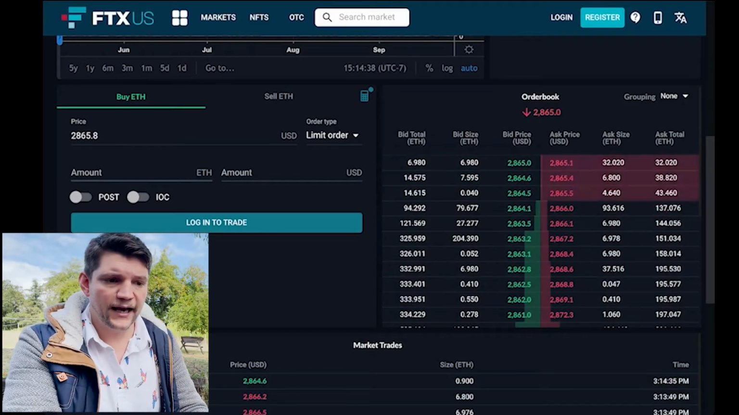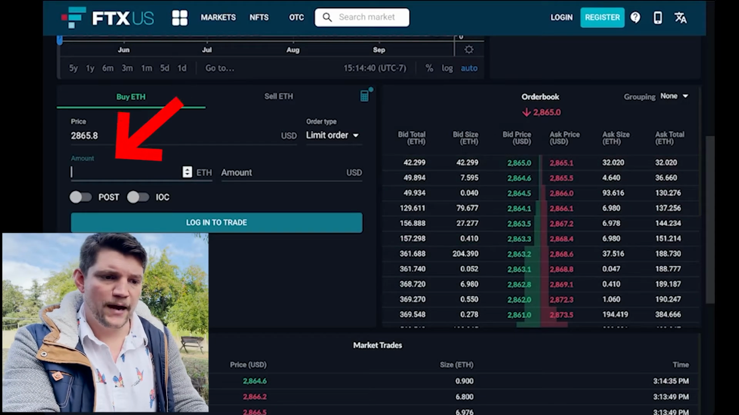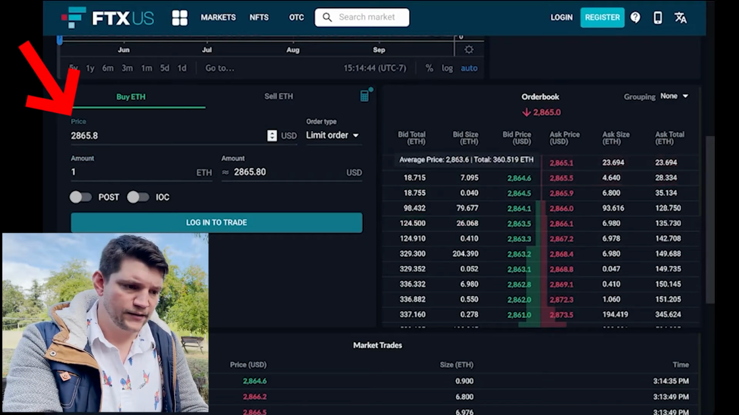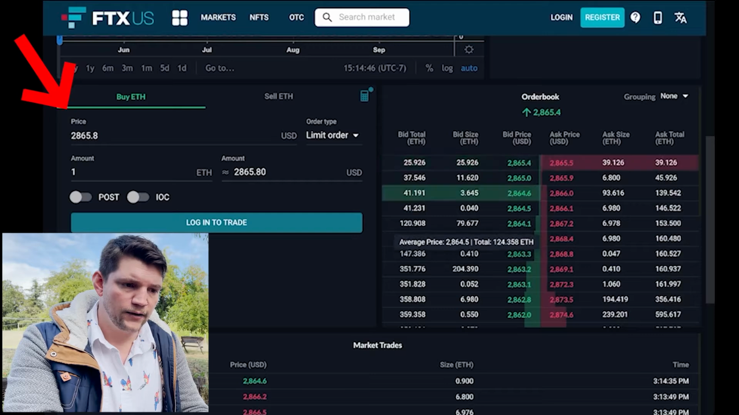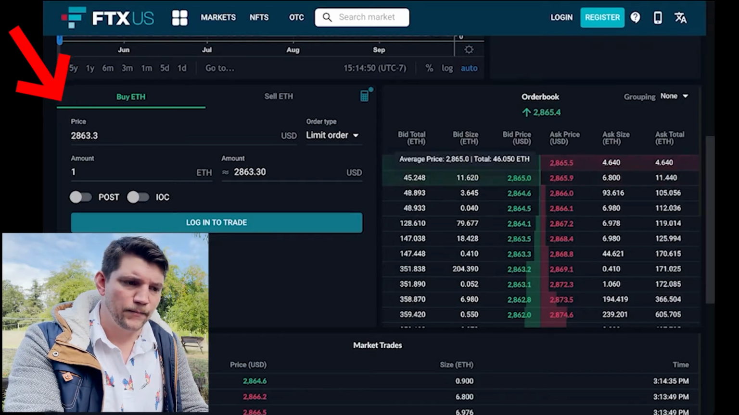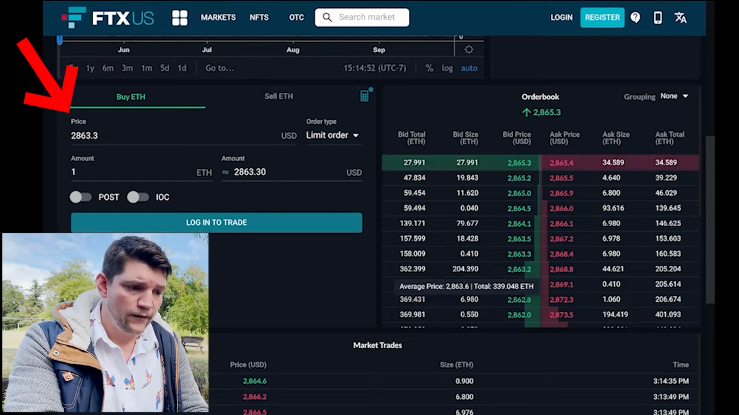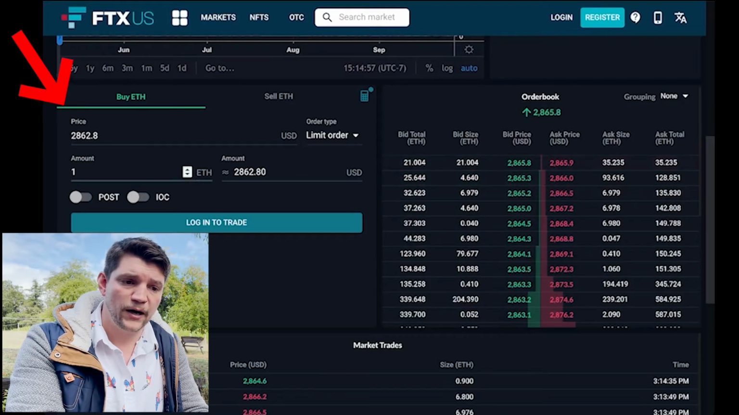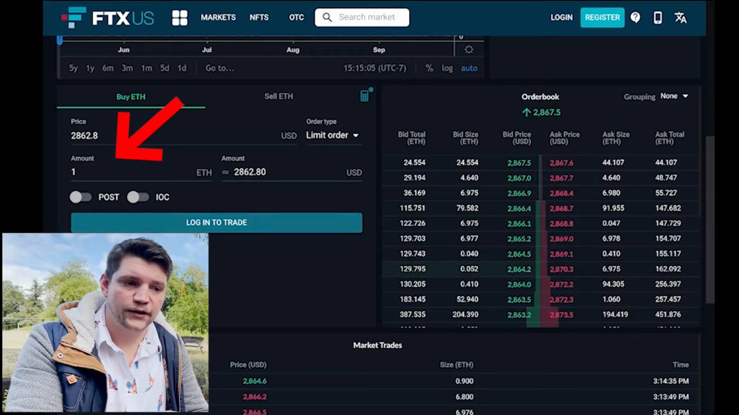So specifically on FTX, what you would do is you would go to the amount. You say, okay, well, I want to buy 1 ETH, right? And then you would set your price. And your price you could set actually by just clicking on where you want to do this, and again, buy is going to go into the bid column. So if we want to do that, we would just click here, say, okay, here, 2862.8, I want to buy 1 Ethereum, and then you would execute the trade.